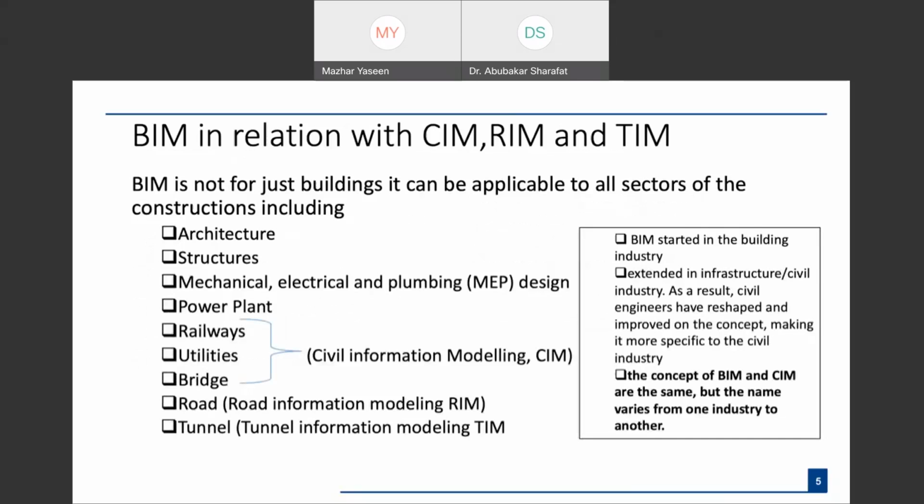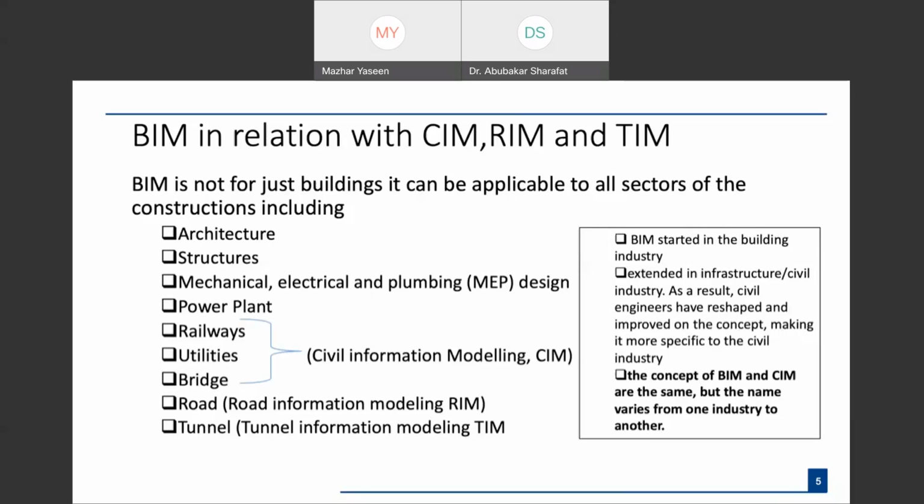So when we talk about BIM in relation with the construction industry, from the architecture point of view, from the architectural engineering point of view, or only from the building point of view, BIM has been established and matured very much in the building industry. There are a lot of BIM projects which have been executed successfully, and a lot of success stories.